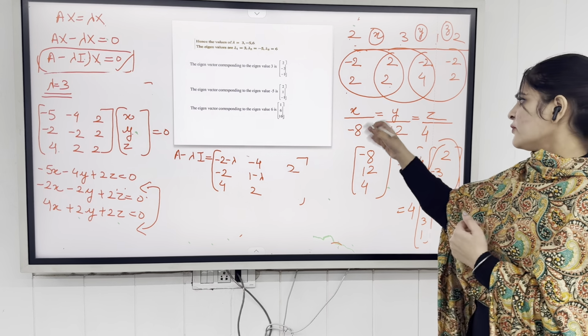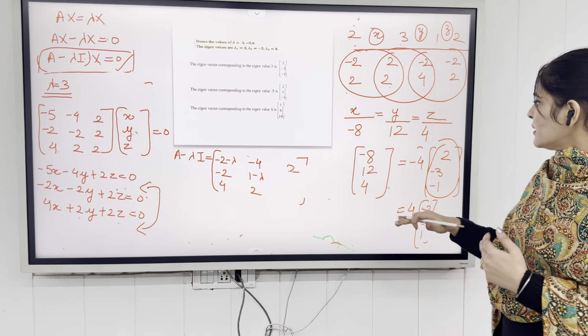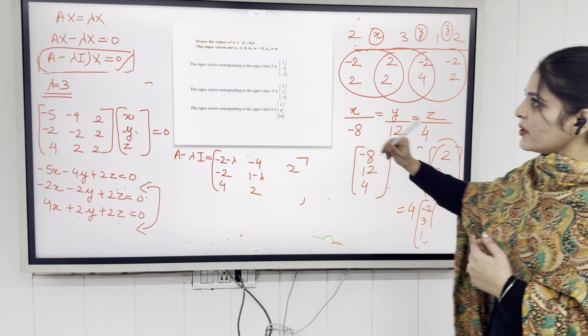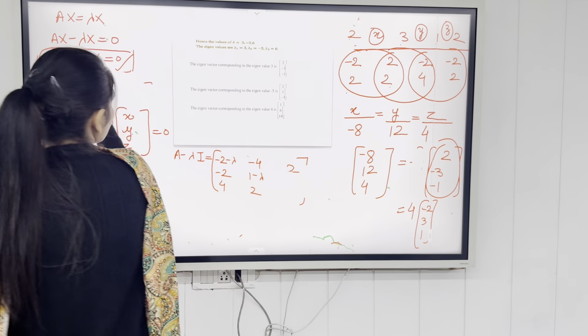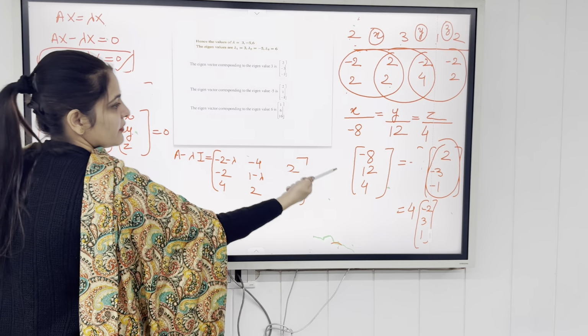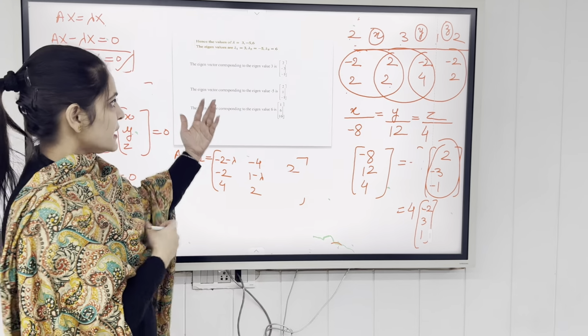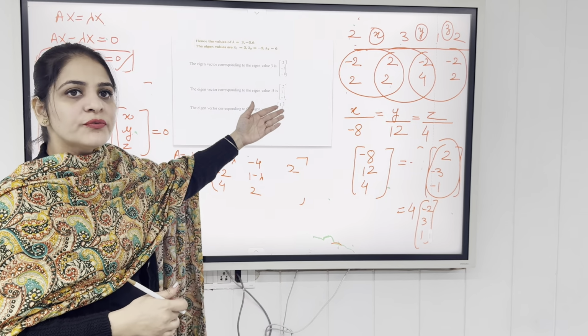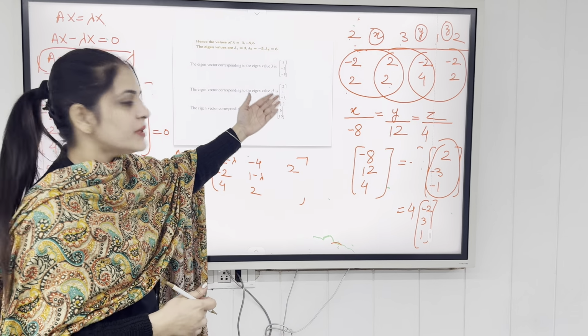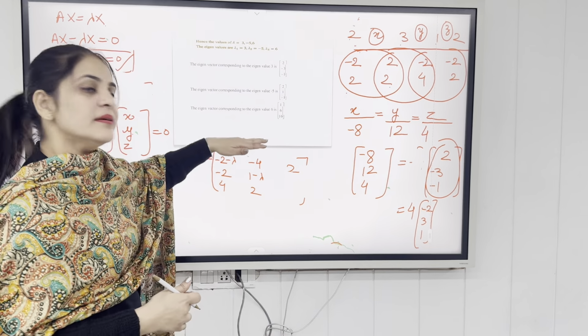Fine. If you want to eliminate the common factor, you can eliminate it here. So the eigenvector corresponding to lambda equal to 3 is 2, minus 3 and 1, or you can also say minus 2, 3 and 1. It's your choice. Fine. The same method we can follow to find the eigenvector corresponding to lambda equal to minus 5 and 6.